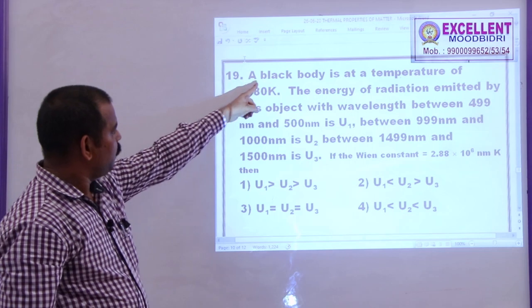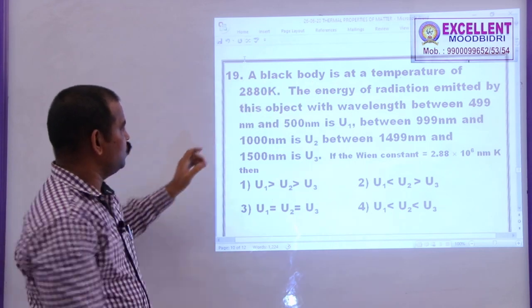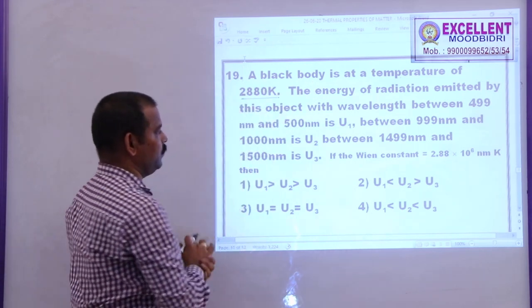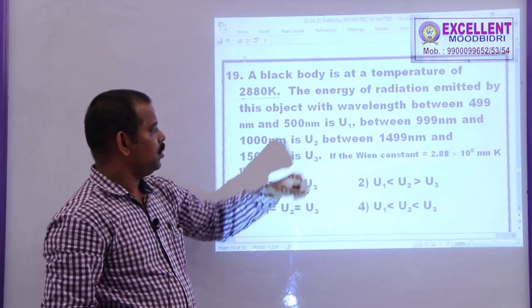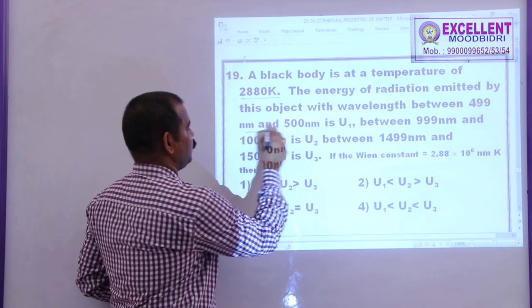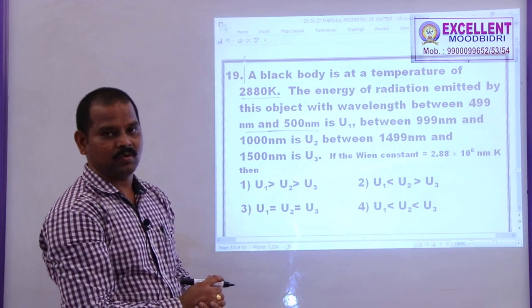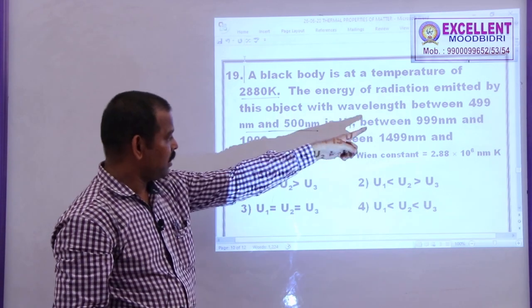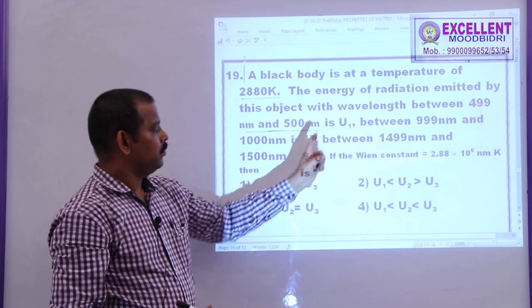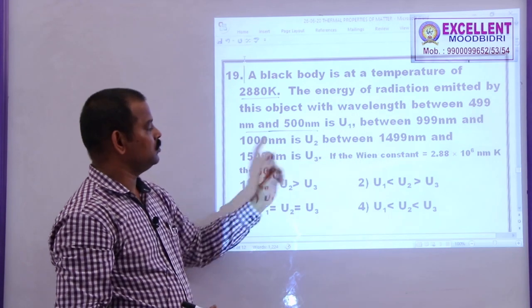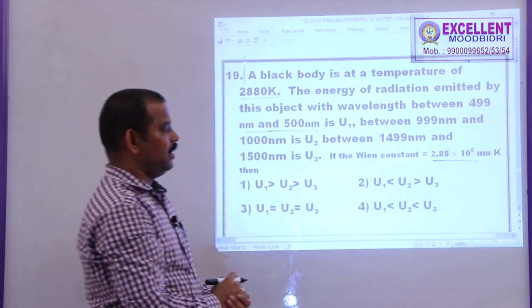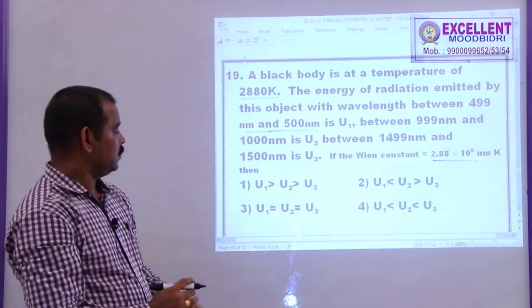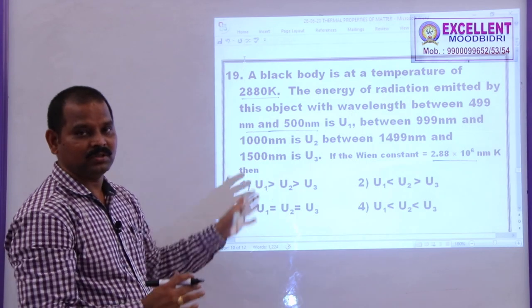19. A black body is at a temperature of 2880 Kelvin. The energy of radiation emitted by this object with wavelength between 499 and 500 nanometers is around U1. Between 999 to 1000 it is U2. Between 1499 to 1500 it is U3. If Wien's constant is 2.8946 nanometer Kelvin, then what is the relation between these three energies?